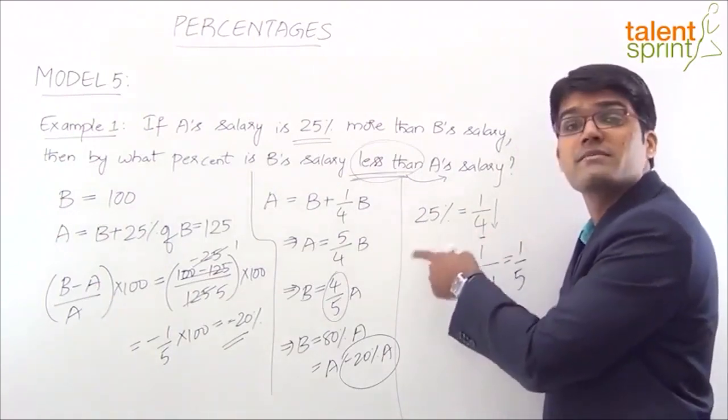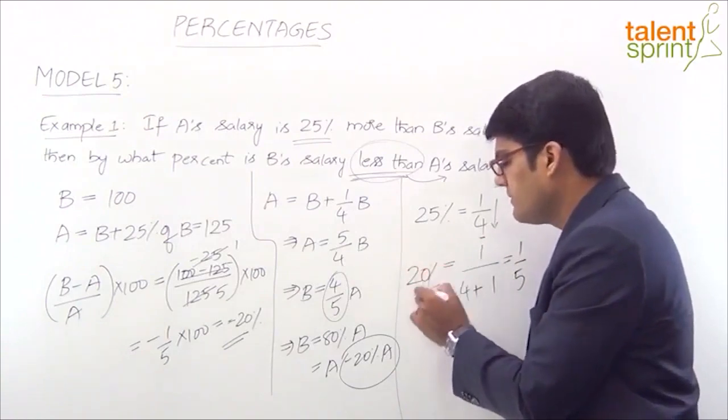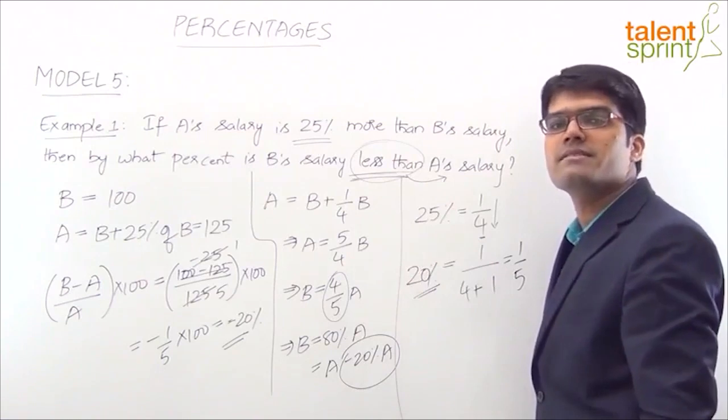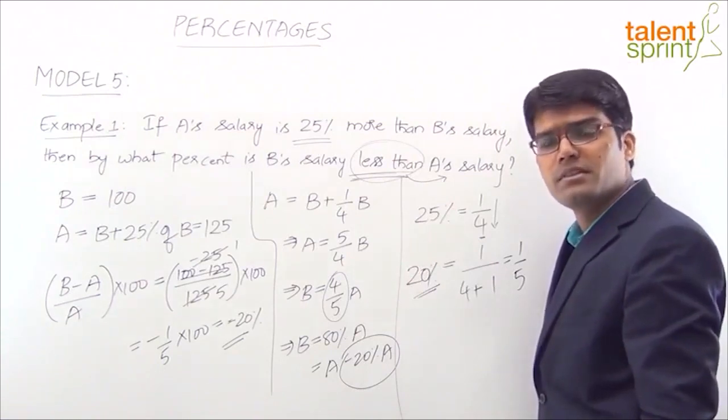1 by 5 is what in terms of percentage? 20%. We know this. 1/5 is 20%. Your answer for this question should be 20%. B is 20% less than A. Very simple. Need not put pen on paper at all.